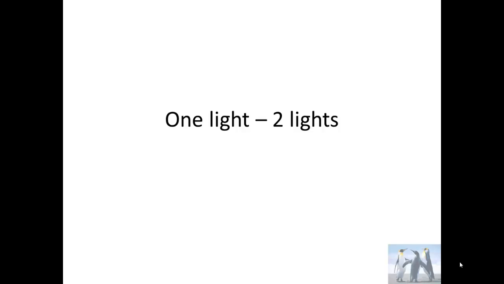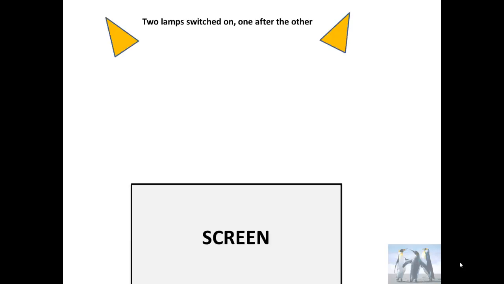Welcome. What we're going to look at now is basically what happens when you have one light and you put it together with another light. What do you get? Two lights. We have two lamps, which when you switch them on, one after another, we shine them at the screen, and what do we get?